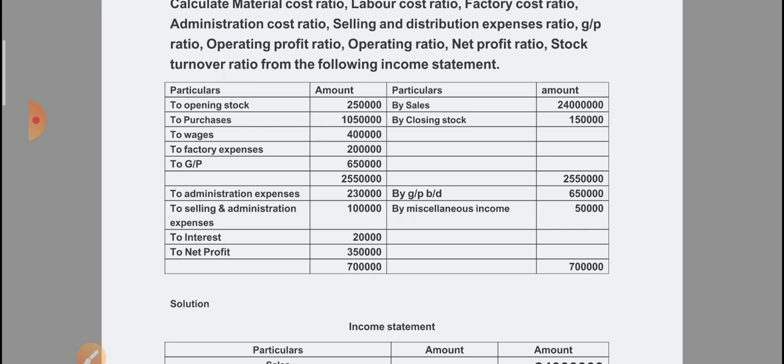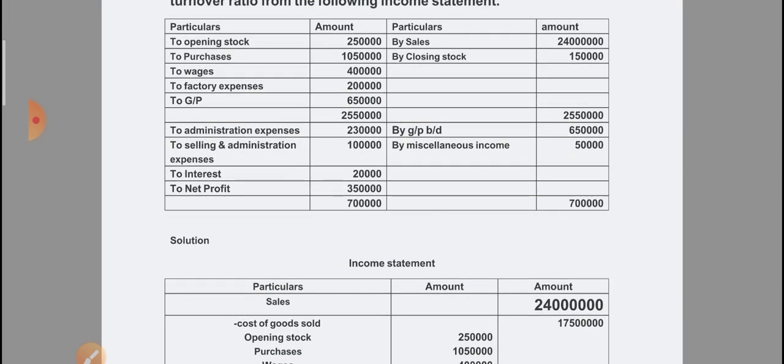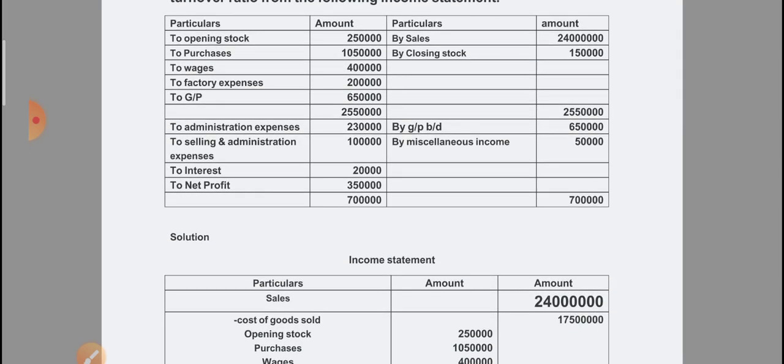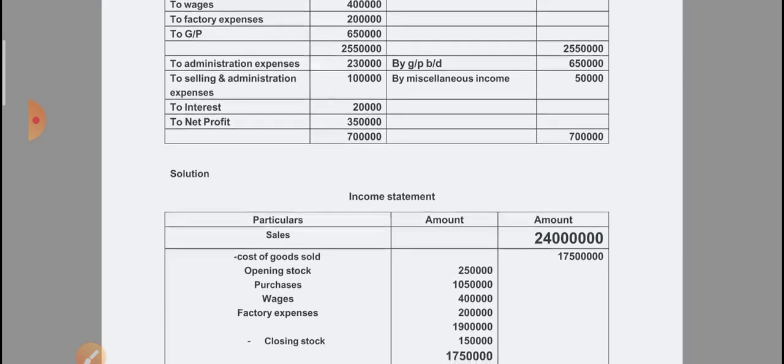Total will be 25,50,000. In the debit side of the P&L account, to administration expenses 2,30,000, to selling and distribution expenses 1 lakh, to interest 20,000, and the net profit is 3,50,000. The gross profit brought down 6,50,000 and miscellaneous income is 50,000. Total of 7 lakh.